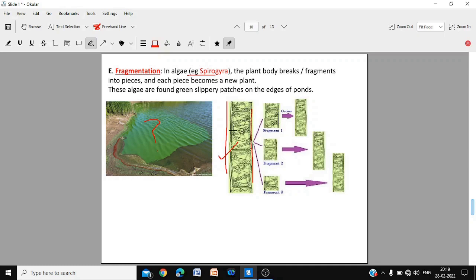This can break into pieces. Here we have shown it breaking into 3 pieces. It can also break into more pieces. Each piece becomes a new plant. Fragmentation means breaking. Just break the Spirogyra into many pieces and each piece will become a new plant. That is fragmentation.